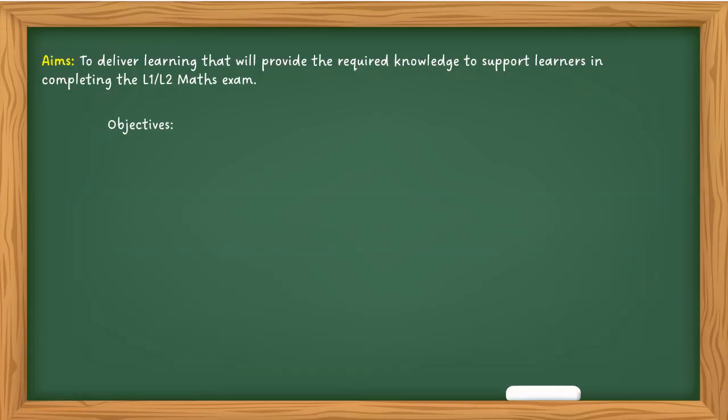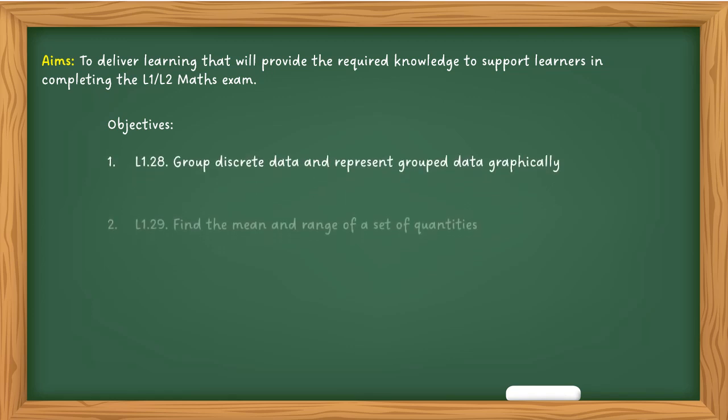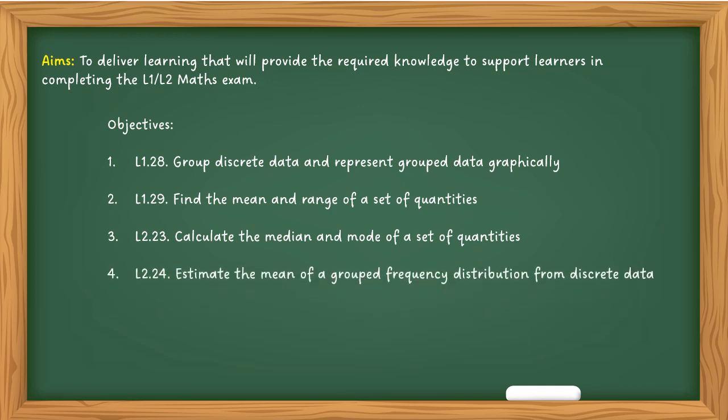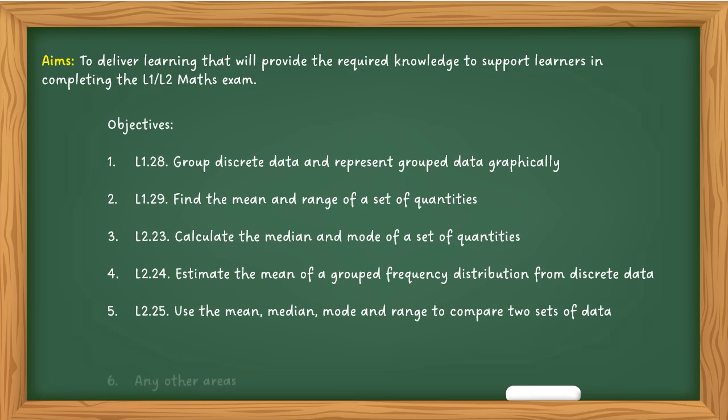Now the objective of this session is to start at level 1 with group discrete data and represent group data graphically, find the mean and range of a set of quantities. We'll move up to level 2 and calculate the median and mode of a set of quantities, estimate the mean of a group frequency distribution from discrete data, use the mean, median, mode and range to compare two sets of data, and anything else that comes up.